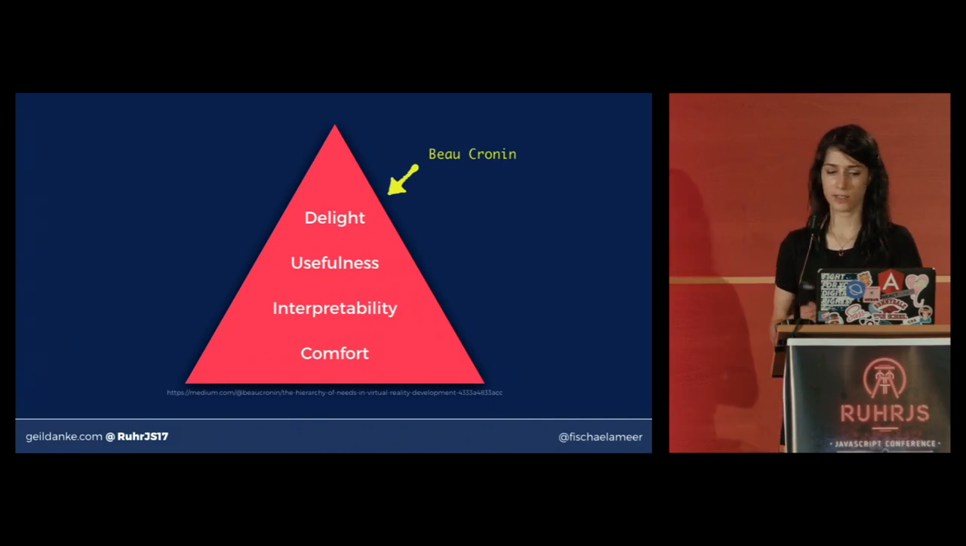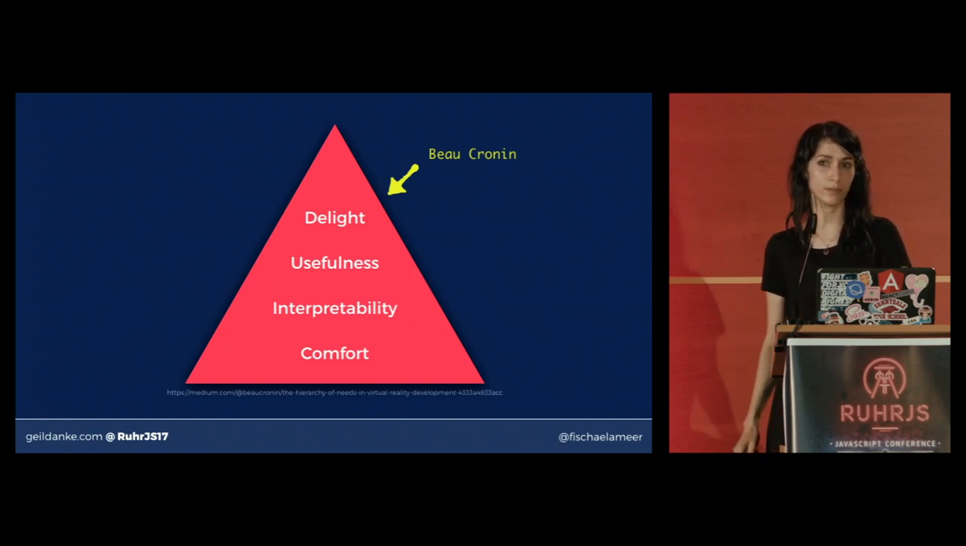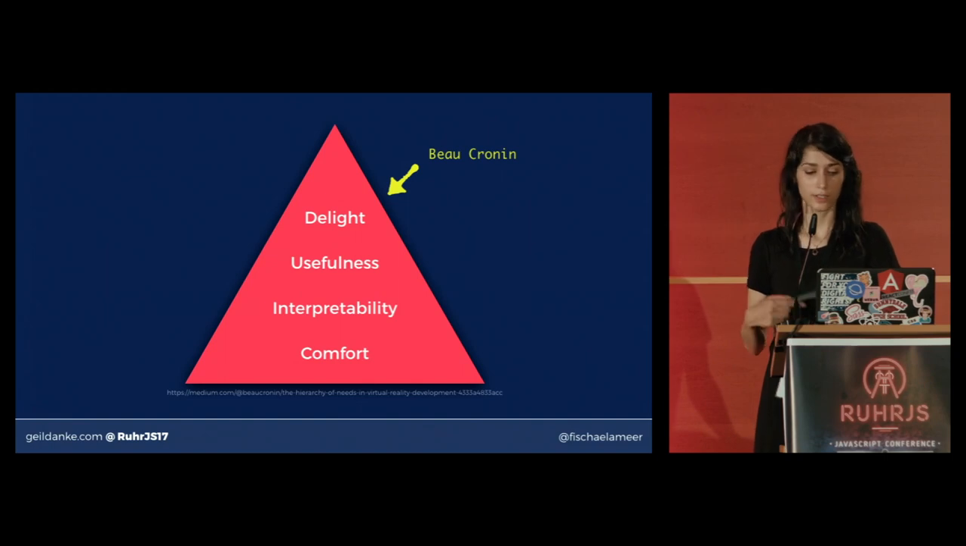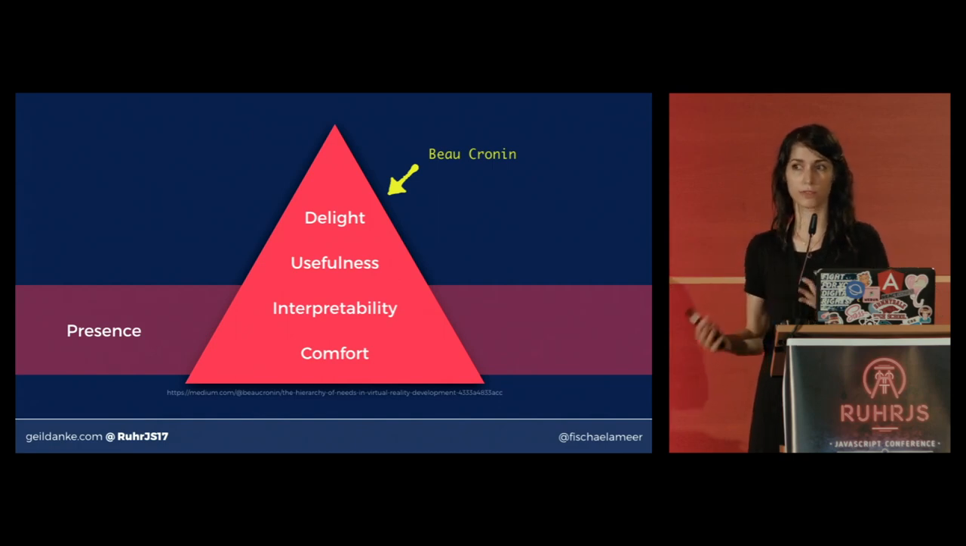Bo Cronin has created this hierarchy of needs in virtual reality, which I find very compelling and is a good guideline to prioritize our needs in the creation of VR apps. The hierarchy shows that the two most important needs in VR are comfort and interpretability, and only afterwards comes usefulness and delightfulness of an application. So comfort means that a user can use your application without feeling unwell, and interpretability means that the world feels convincing to the user. And only if both needs are satisfied, the user will get this feeling of being present in the virtual world, which is what we want to achieve.